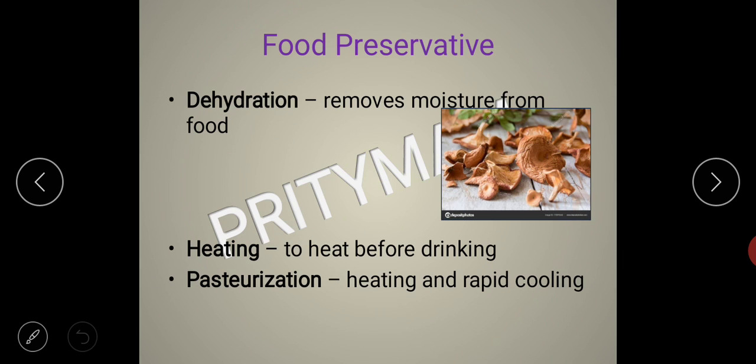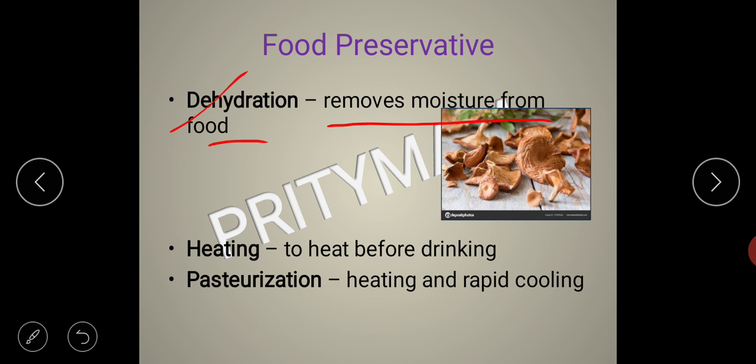Food preservation, or how to prevent the food from getting destroyed, from getting spoiled. A variety of methods are followed to stop food from spoiling. The first method is dehydration, which means removing moisture from the food.